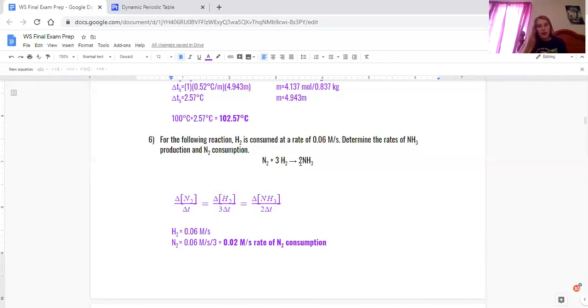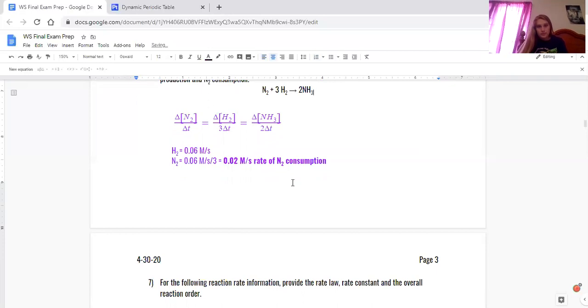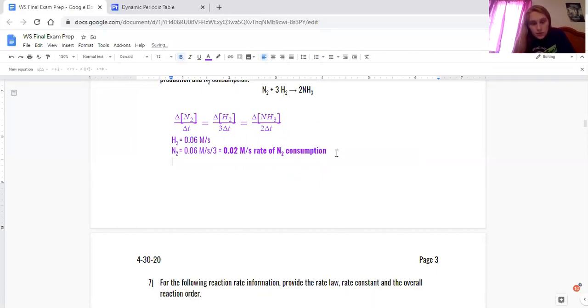Okay, so now we're going to look at NH3. So for NH3, we're going to have our 0.06 once more. This was NH3 over 2 basically, times the time, but the time's the same, so we're not worrying about it. So we're going to have to multiply by that too. So we're going to have 2 times our 0.06 moles per second divided by 3.